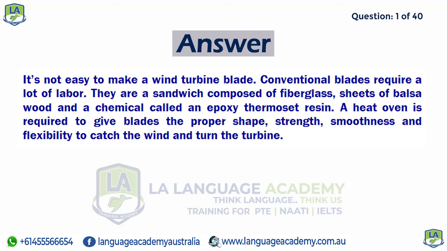It's not easy to make a wind turbine blade. Conventional blades require a lot of labor. They are a sandwich composed of fiberglass, sheets of balsa wood and a chemical called an epoxy thermoset resin. A heat oven is required to give blades the proper shape, strength, smoothness and flexibility to catch the wind and turn the turbine.